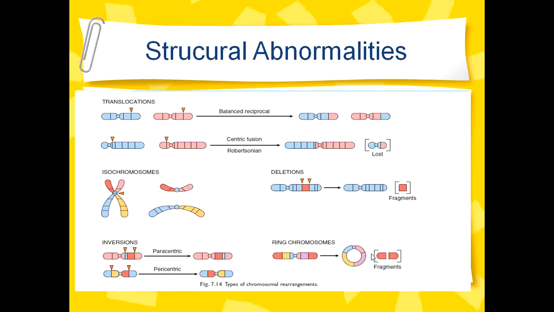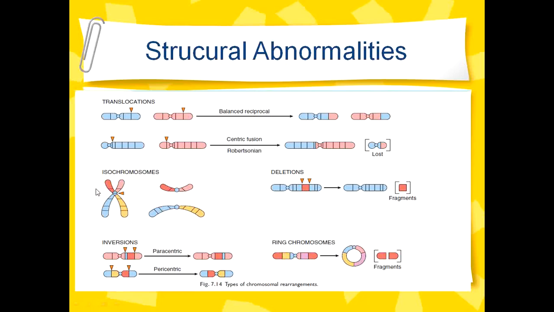Translocations. Balanced reciprocal translocation results in equal length of chromosome. There you can see here part of red chromosome is transferred to blue chromosome and blue chromosome transferred to red chromosome. Result is both the chromosomes are of equal length. While in Robertsonian translocation, segments of chromosomes are transferred between two chromosomes and the result is one very long chromosome and one short chromosome. This short chromosome has redundant genes and it gets lost.